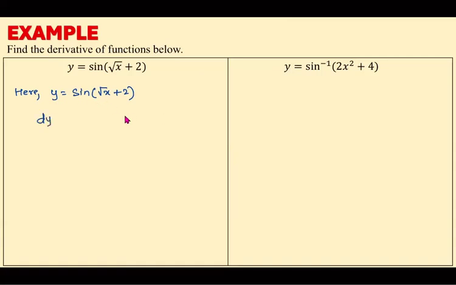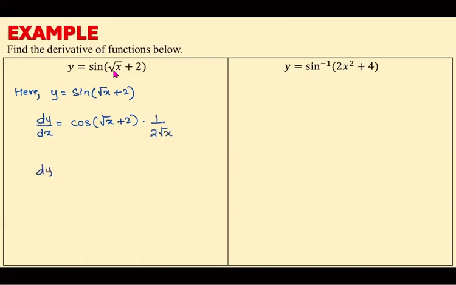So dy over dx equal to, chain rule says first find the derivative outside, keeping the inside same. So the derivative of sine is cosine. So it will be cosine square root of x plus 2. Then we multiply by the derivative of inside function. If we want to find the derivative of inside function, derivative of 2 is 0. Derivative of square root function is 1 over 2 root x.